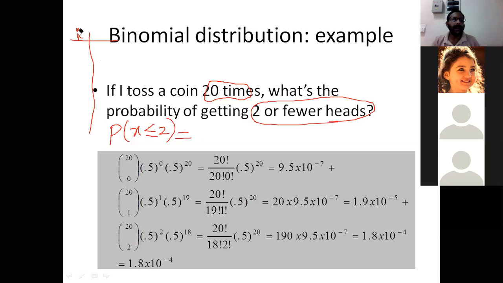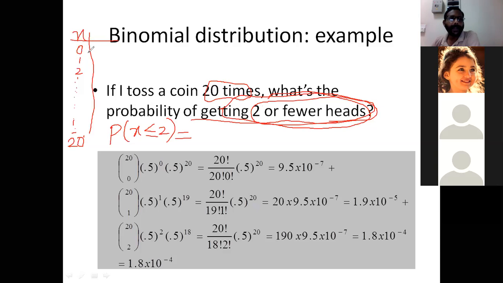What are the possible events? Zero number of heads, one number of head, two number of heads. So what does it go up to, anyone? The possible number of heads goes up to 20. The maximum number of heads in these 20 tosses is 20, isn't it? So now our question is, what is the probability of getting 2 or less than 2 number of heads? Right?